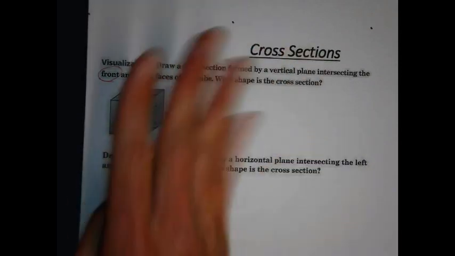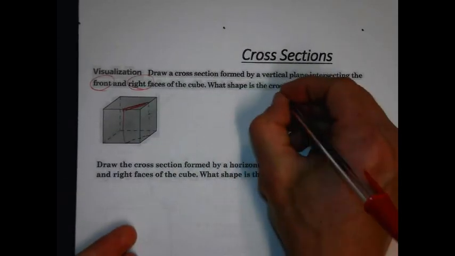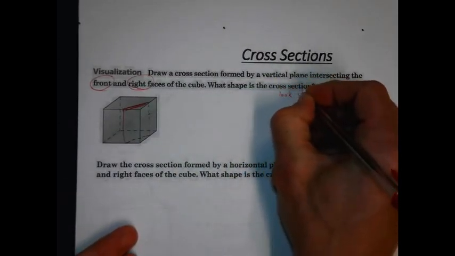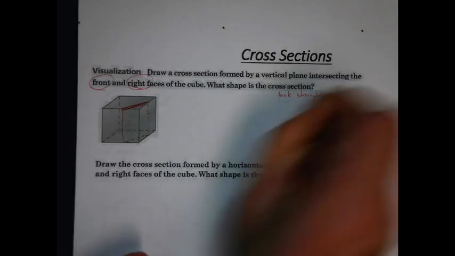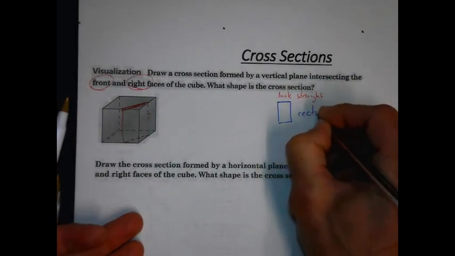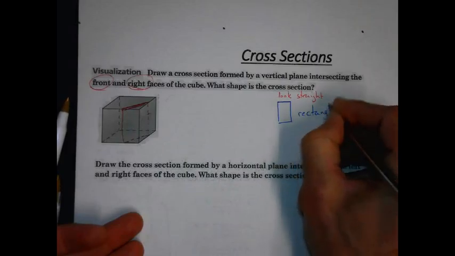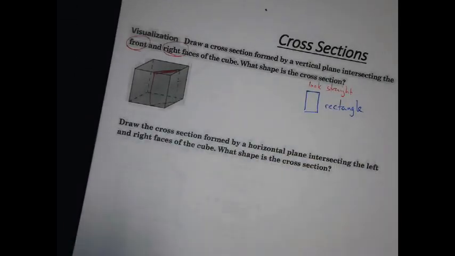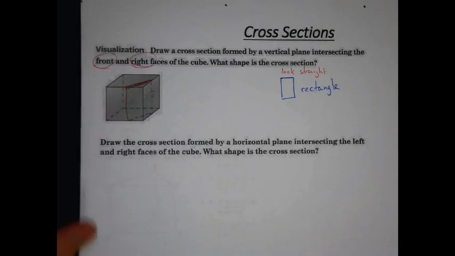You look straight at that cut. Okay, so we're going to look straight at that cut, and what do you think we'll see? We're going to see a rectangle. Okay, that's exactly what we would see. We would see this particular rectangle, not the whole square, but when it intersects both the front and the right, it'll make a rectangle. So hopefully that makes sense.